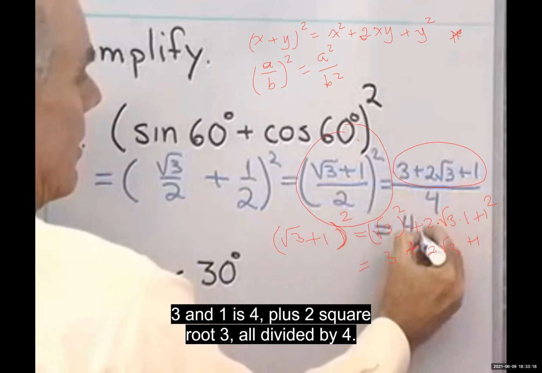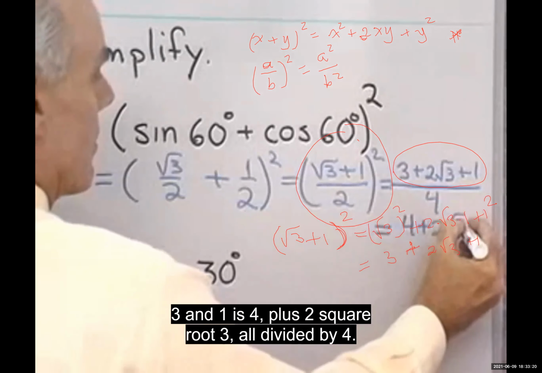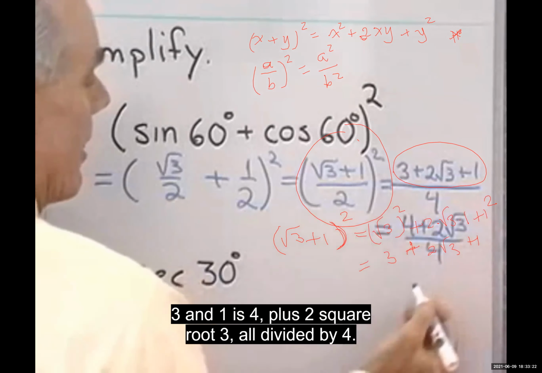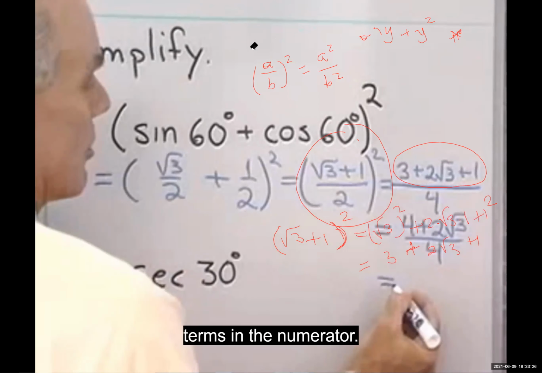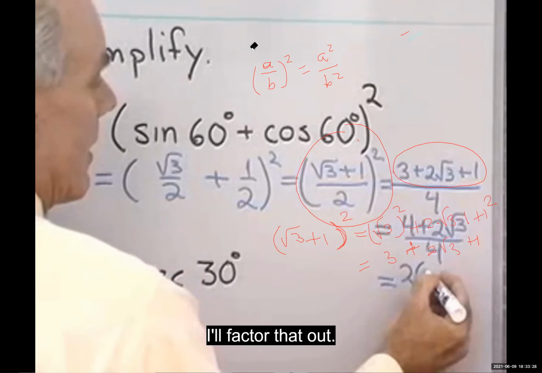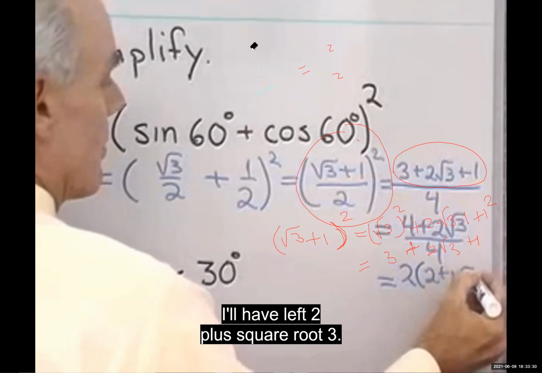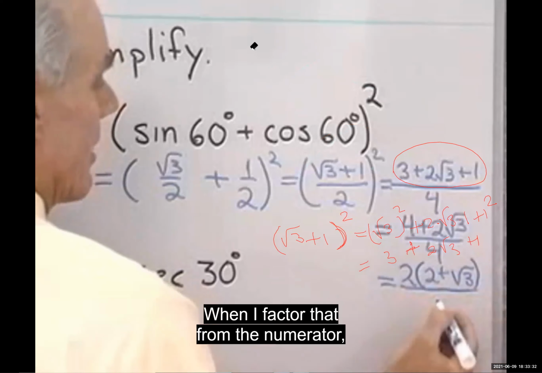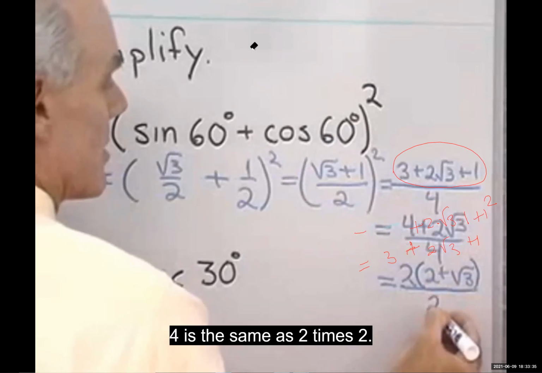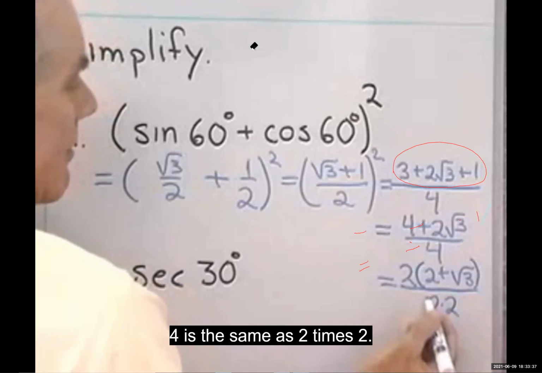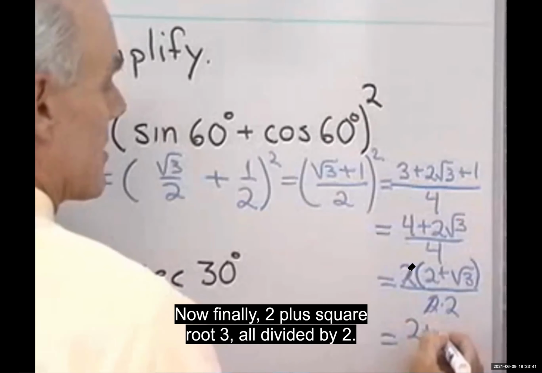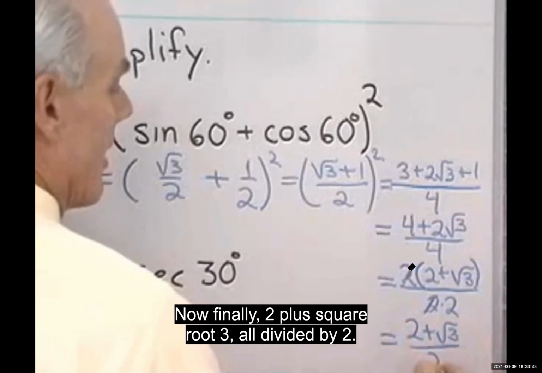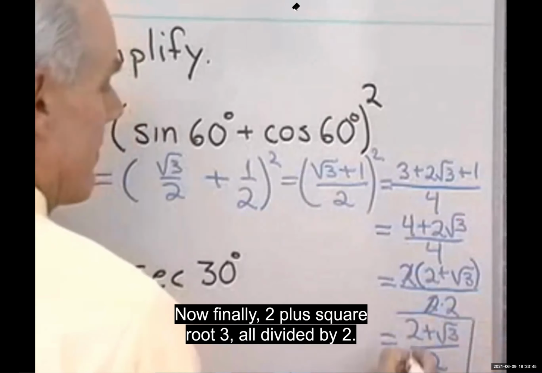3 and 1 is 4, plus 2 square root 3, all divided by 4. I notice that there's a 2 common to the two terms in the numerator. I'll factor that out. I'll have 2 times 2 plus square root 3 in the numerator. 4 is the same as 2 times 2. So I have a factor common to the numerator and denominator. Finally, 2 plus square root 3 divided by 2.